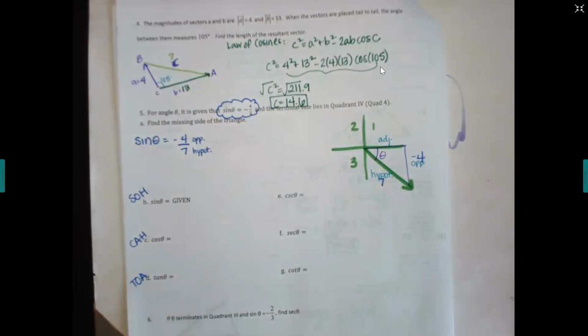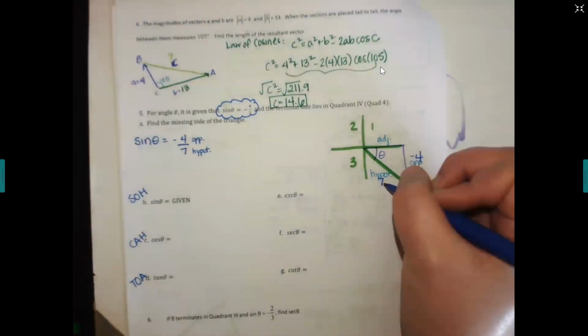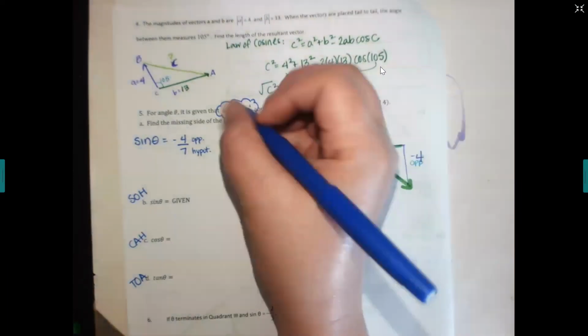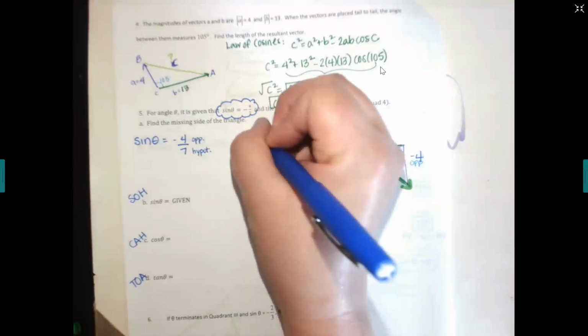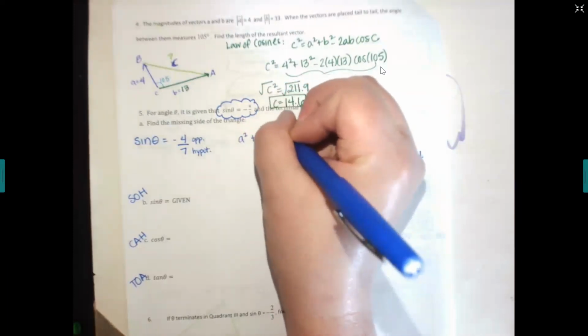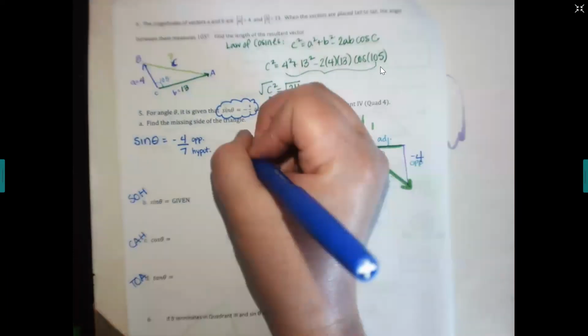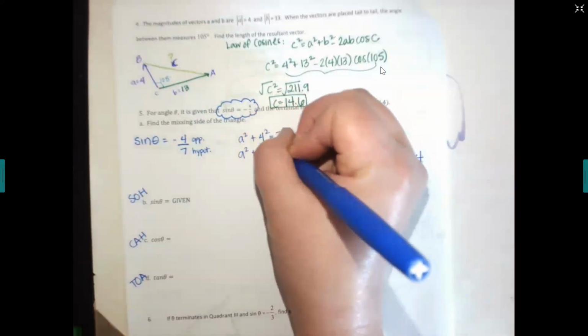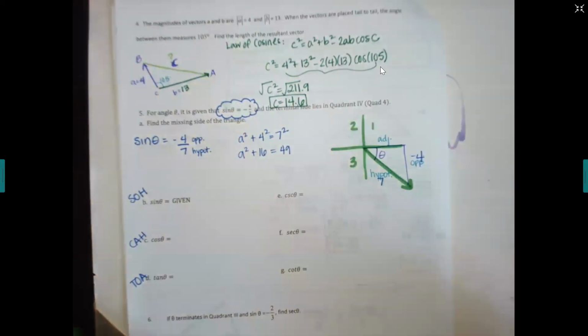Okay, so let's go back and look at part A. It says find the missing side. Well, remember, if I know these two sides, I can find this side using the Pythagorean theorem. So I'm going to do a squared plus 4 squared equals 7 squared. That's a squared plus 16. And then 7 squared is 49.